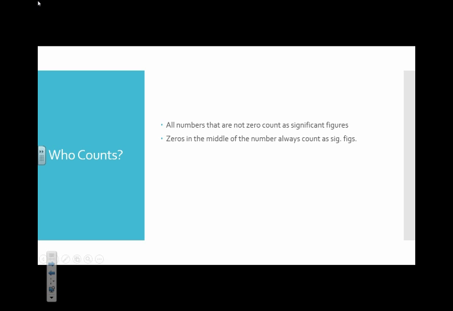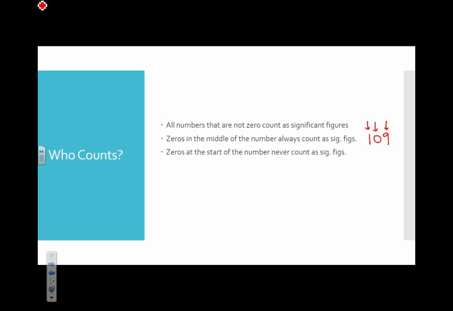So if I had 109, this zero is in the middle of the number and it would always count as a significant figure. And the 1 and the 9 would count because they're not zero. So this would have three significant figures.